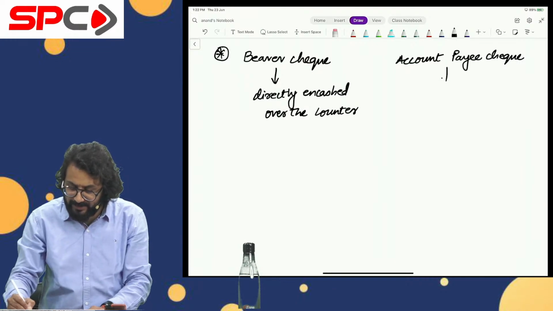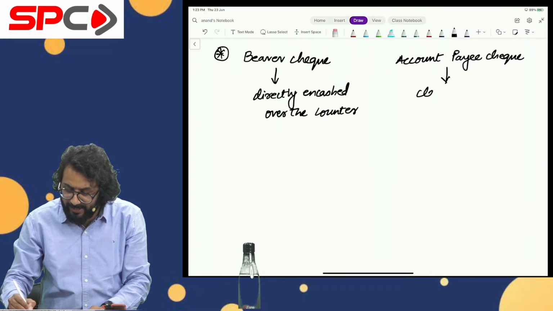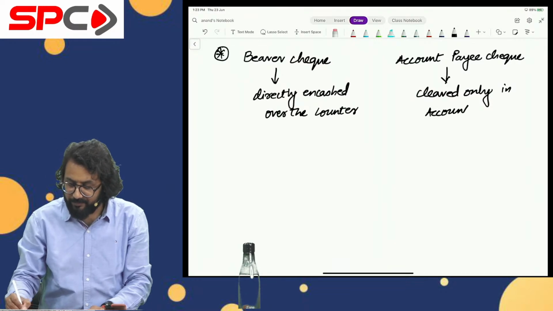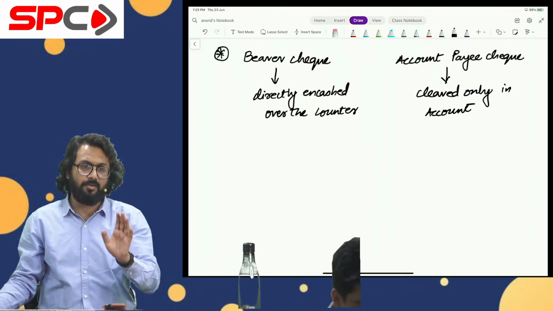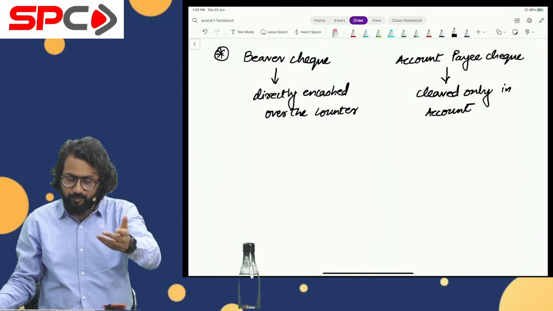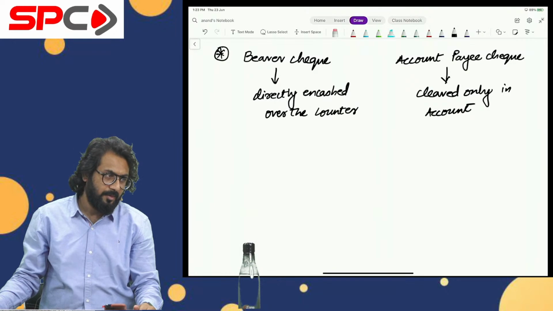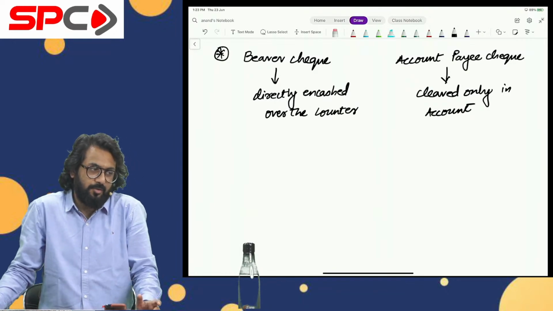And an account pay check can be cleared only in what? Account. It can be cleared only in an account. Do you all agree? Now let me explain this further. A bearer check can be endorsed. A bearer check can be endorsed. Now you don't know what endorsement means.